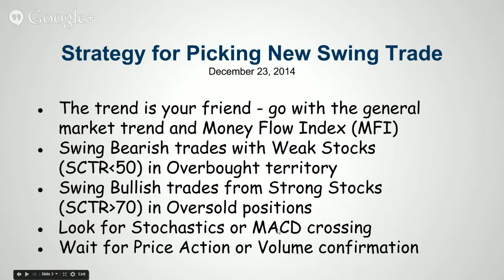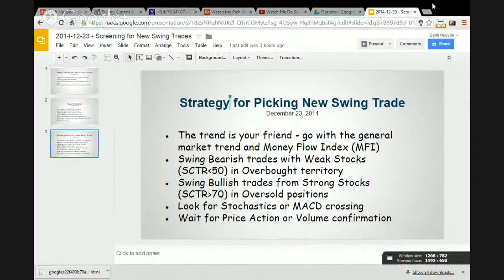Then we also look for these indicators. We want to look for the stochastics to cross, or the MACD to cross. This tells me the momentum is turning around and going in the other direction. And then I like to look for a confirmation. Either price action shows a signal that it's going to go in your direction, or best if we have both, an increase in volume when the stock is going your way. That would be the confirmation for me to jump into the trade. So keep these rules in mind, and now we're going to go straight to look for some trades.